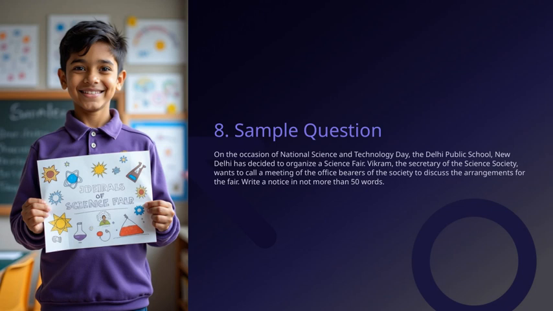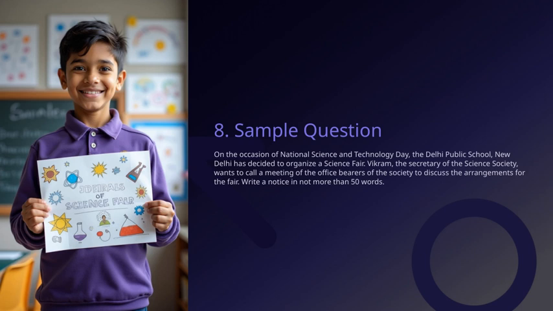Now, let's look at a sample question that ties into our overall theme of effective communication and organization. Imagine it's National Science and Technology Day, and the Delhi Public School in New Delhi is planning a science fair. Vikram, who is the secretary of the Science Society, needs to call a meeting. His goal is to discuss arrangements for the upcoming fair. The task is to write a notice, keeping it concise, not more than 50 words.